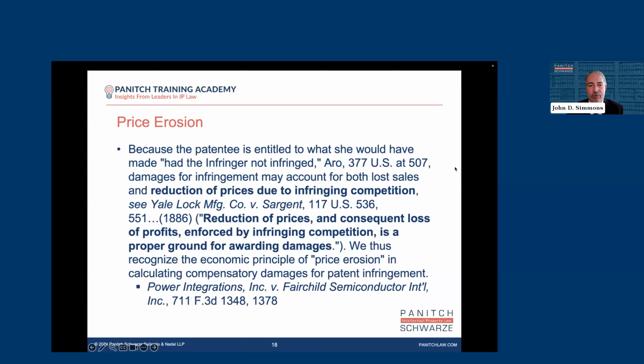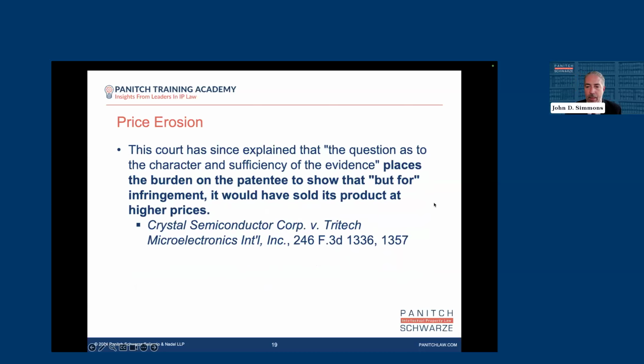There's also the concept of price erosion that goes along with lost profits. Price erosion occurs when the patent holder or the exclusive licensee has to lower its prices due to the infringement. In other words, because the accused infringement occurred, you have to lower your prices and you should be compensated for that loss. Price erosion damages are also very hard to prove and very rare. Again, it's a but-for infringement test. But for the infringement, the patent holder would not have had to lower its prices.